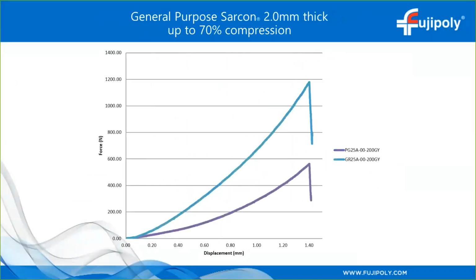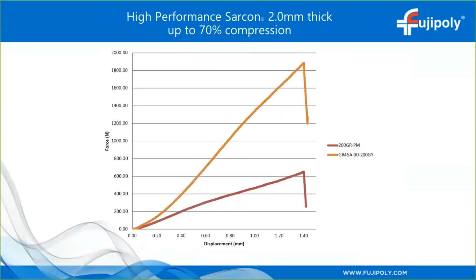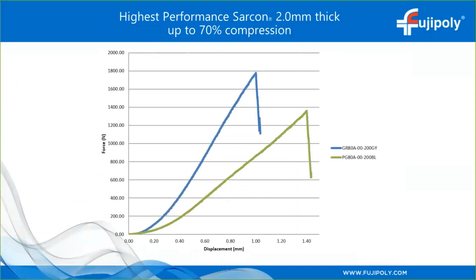And now again, finally 2 millimeter thickness is the last thickness that we tested for the purposes of this presentation. So again, you can see the difference between PG25A, GR25A at 2 millimeters, GRPM and GR45A, and finally GR80A and PG80A. And once again, the GR80A exceeded its 2 kilonewton load maximum.